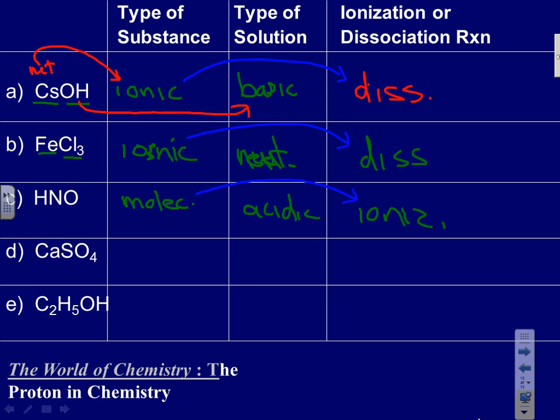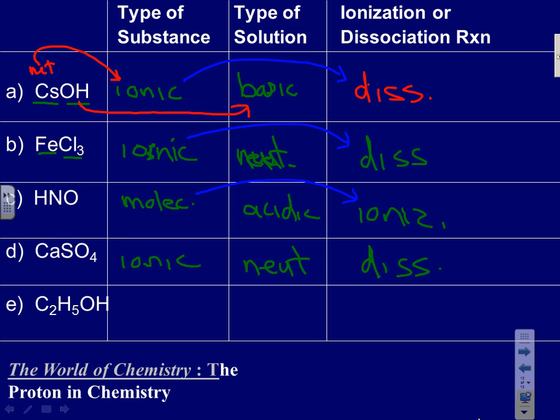CaSO4. What type is it? Ionic, metal and non-metal. Acidic, basic, or neutral? Conrad is going to have to be cut off here, but he's right. Neutral. It doesn't have an H plus. What's going to happen to this when it falls apart? Look at my arrows. They're guiding you. Dissociation.